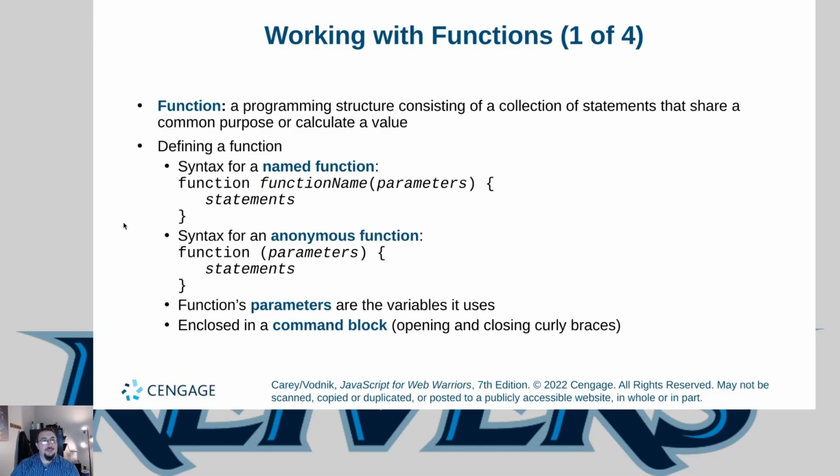What is a function? It's a programming structure of a collection of statements sharing a common purpose or to calculate a value. So for example, the syntax here is function name with parameters in parentheses, open and close curly brackets, and any statements inside that work for that. An anonymous function is one that is not named. That's the only difference between the two. The parameters are the variables it uses, and the curly braces here are the command block.